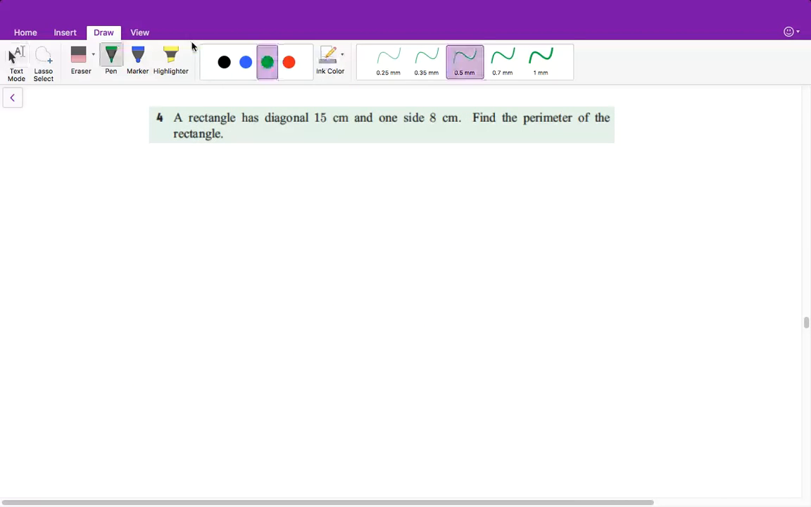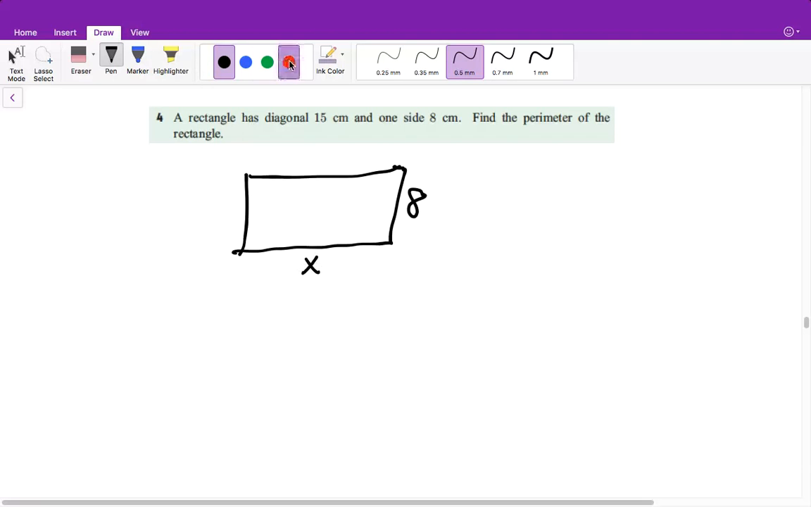All right, a rectangle has a diagonal of 15 centimeters and one side of 8 centimeters. Find the perimeter of the rectangle. So here we will draw a rectangle. Doesn't matter which side you make 8. I'm just going to make this 8, and I'm going to say that this is x because that's the other side that we do not know. But we do know our diagonal is 15. And we know that our rectangles have a right angle. So I can solve for this missing side by using the Pythagorean theorem.